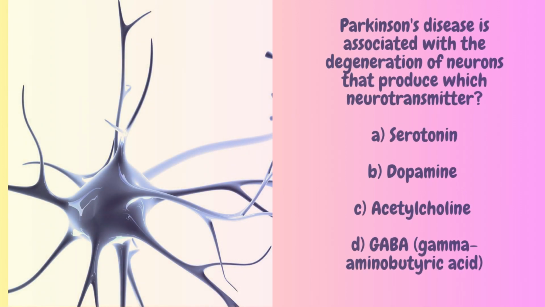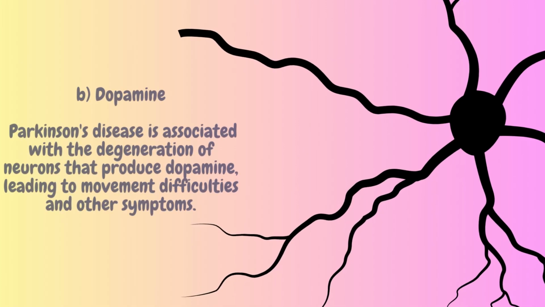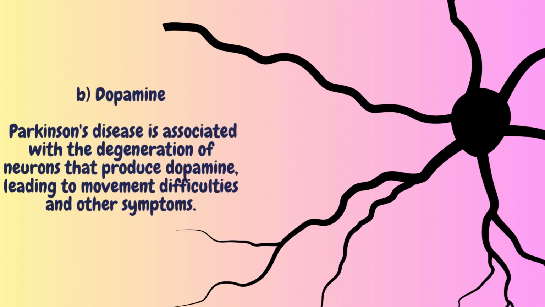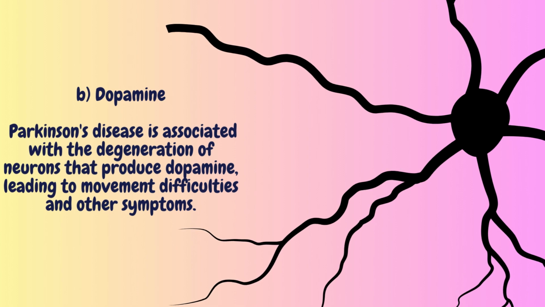Parkinson's disease is associated with the degeneration of neurons that produce which neurotransmitter? A. Serotonin. B. Dopamine. C. Acetylcholine. D. GABA, gamma-aminobutyric acid. B. Dopamine. Parkinson's disease is associated with the degeneration of neurons that produce dopamine, leading to movement difficulties and other symptoms.